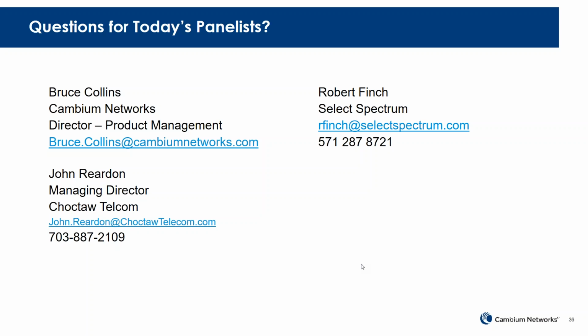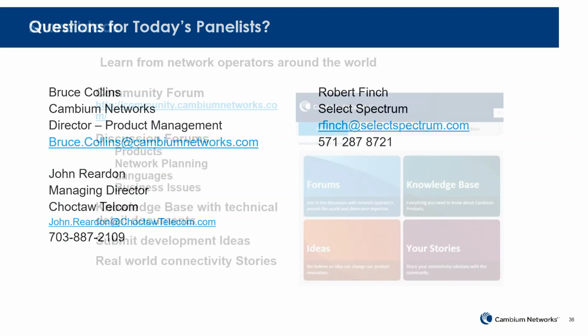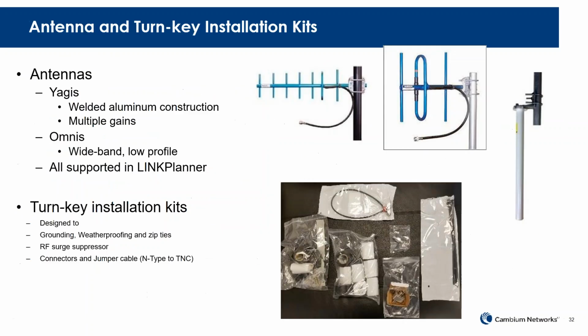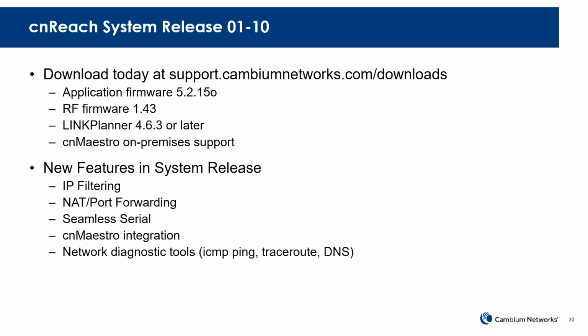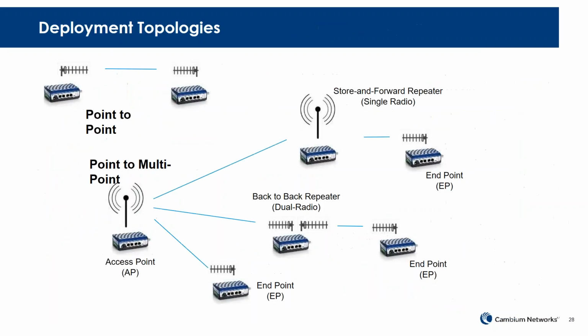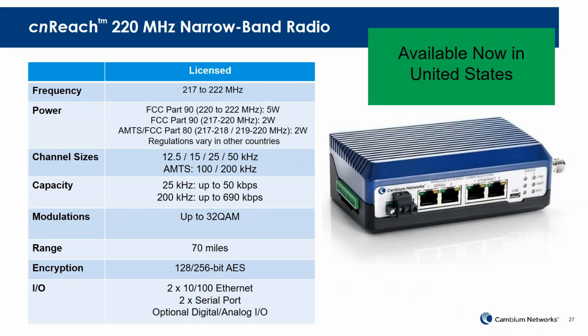What is the throughput on a cnReach point-to-point and point-to-multipoint link configuration? Let me jump back to that slide, because capacity will vary depending on a number of variables, not the least of which is the channel bandwidth. So you can see in a 25 kilohertz channel, you'll see up to 50 kilobits per second, and in a 200 kilohertz channel, up to 690 kilobits per second. These are quoted as real usable data, so real UDP traffic.